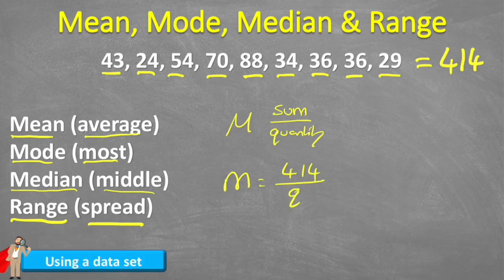And what is my quantity? Well, I have 1, 2, 3, 4, 5, 6, 7, 8, 9 numbers altogether. Therefore, mean equals 414 over 9. And 414 divided by 9 equals 46. So the average of all of these numbers here is 46.